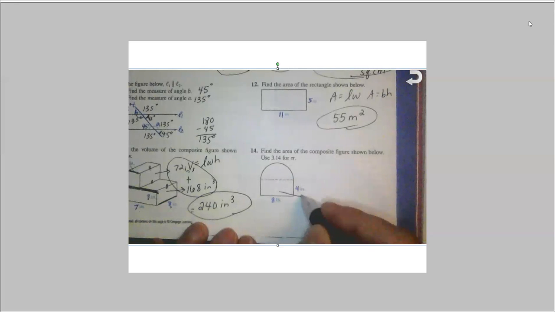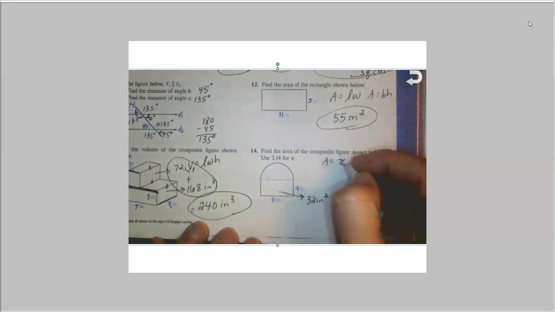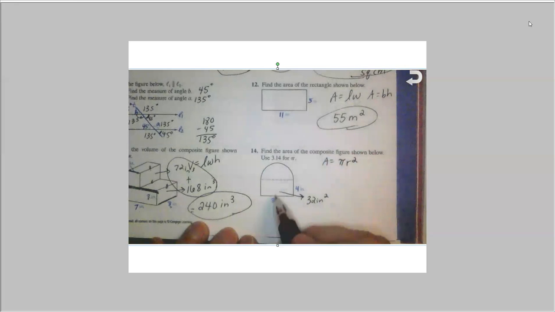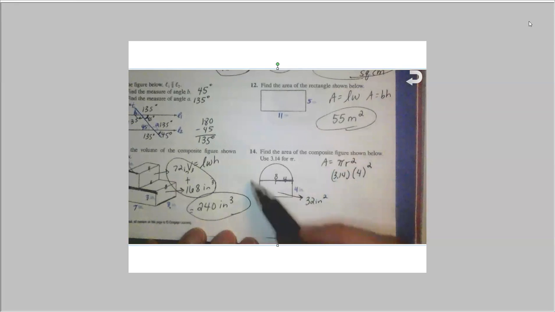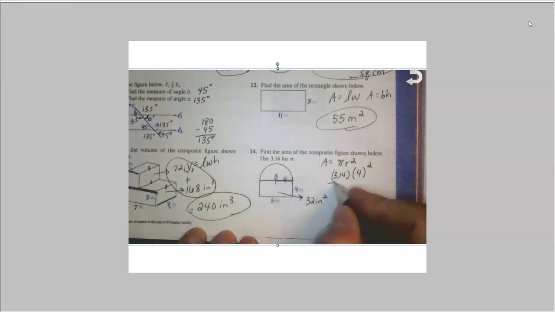The area of a rectangle, that's easy. Length times width. That would be 32 square inches. Area of a circle is a little bit more complicated. That is pi r squared. So remember, I'm given the diameter is 8, but the radius is half of the diameter. So 8 divided by 2 would be 4. I'm going to use 3.14 for pi. R is 4, and I'm going to square it. That's going to give me the area of a full circle, so I'm going to have to divide that in half to get the semicircle.